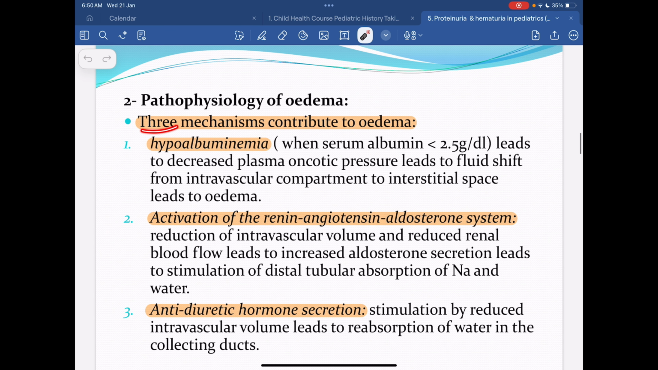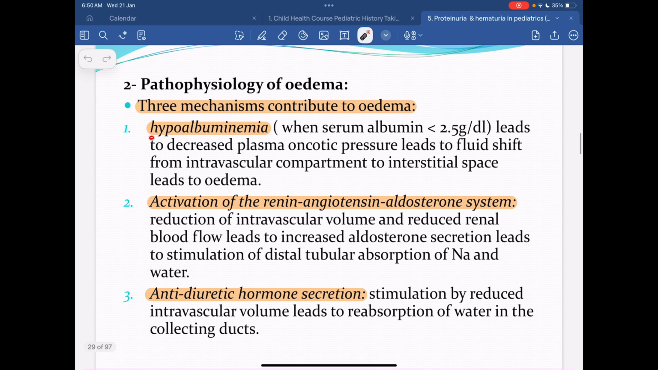What about edema? We have 3 mechanisms that contribute to edema. First, hypoalbuminemia. Because we have hypoalbuminemia in the serum, the oncotic pressure is decreased inside the vessels, so fluid moves out by osmosis into the interstitium, and there is no protein inside the blood vessels to return the interstitial fluid, so it just keeps leaving. We also have activation of the renin-angiotensin-aldosterone system.